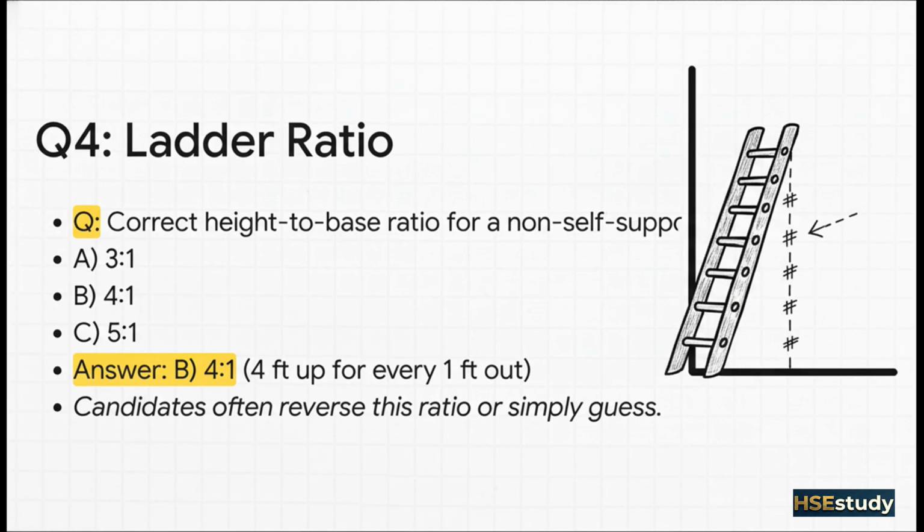All right, moving on to ladders with question 4. We're setting up a non-self-supporting ladder. Think of an extension ladder. What's the right angle or ratio? The answer is B, the 4-to-1 rule. It's super simple. For every 4 feet you go up, the base of that ladder needs to be 1 foot away from the wall. It's an easy number to remember, but also easy to get backwards under pressure. So just repeat it, 4-to-1, 4-to-1.